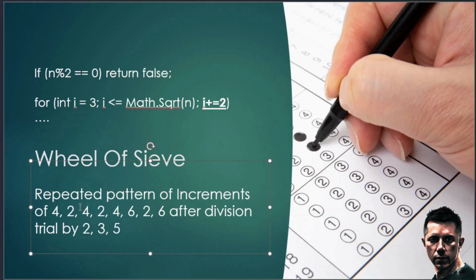The mathematicians have demonstrated that once we have tried dividing by 2, 3, and 5, then we can start division trial from 7 and we can keep incrementing in the pattern of 4, 2, 4, 2, 4, 6, 2 and 6. And then repeating the same pattern. Interested viewers can find tons of knowledge on this topic by trying to search wheel of Sieve on the internet.